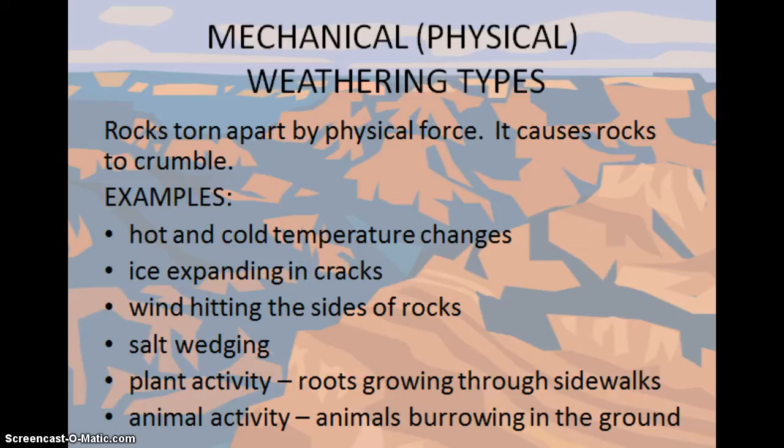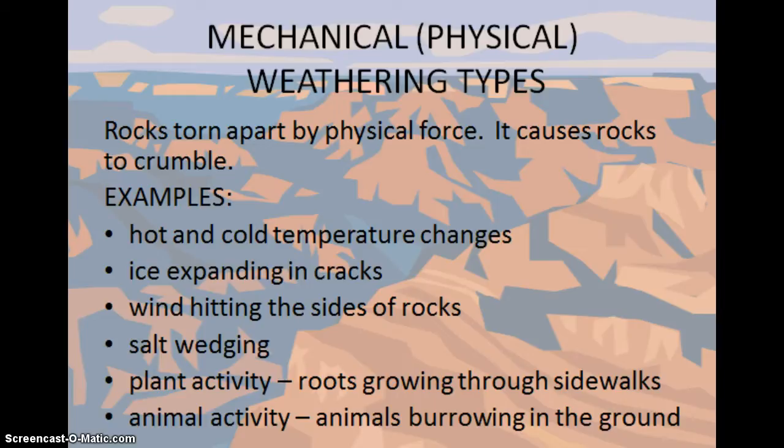So let's look into the mechanical, which is also called physical weathering. This is when rocks are torn apart by some type of physical force. So think of something that makes the rocks crumble. An example could be a fluctuation in temperature. It's cold at night, it might rain, water seeps into the cracks, it freezes, and then it warms up in the morning. Then it freezes again at night and pushes those cracks a little bit bigger. So that would be the ice expanding in cracks. Just that change of temperature is really hard on those rocks.